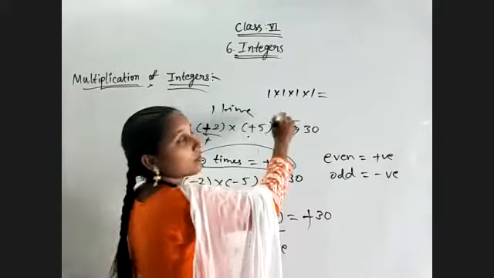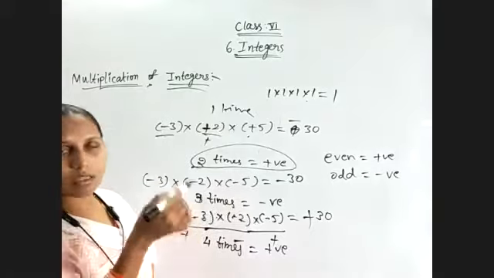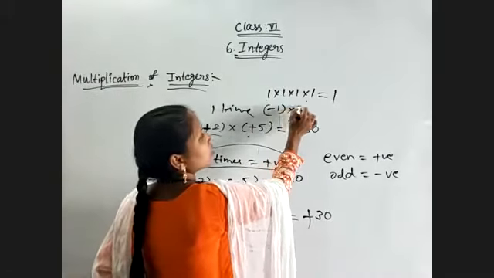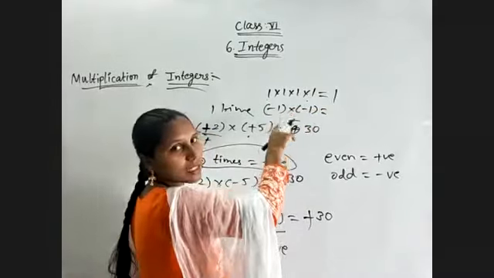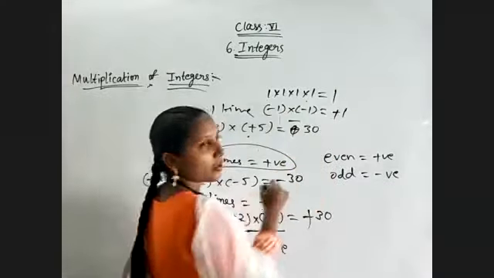Suppose I have 1 into 1 into 1 into 1. 1 1 are 1, 1 1 are 1, 1 1 are 1. However many times you are multiplying, plus 1 you will get plus 1. If I have a negative integer, minus 1 into minus 1, 2 times I am multiplying, 2 times means an even number, so plus we will get as the result. 1 1 are 1. Product is 1.